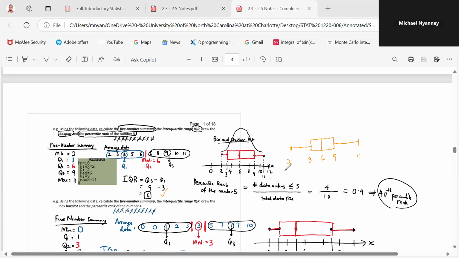So this gives you, so this is your minimum. This is your Q1. This is your Q2. This is your Q3. And this is what? Your maximum. That is what we want to do. Then we are done. Okay.